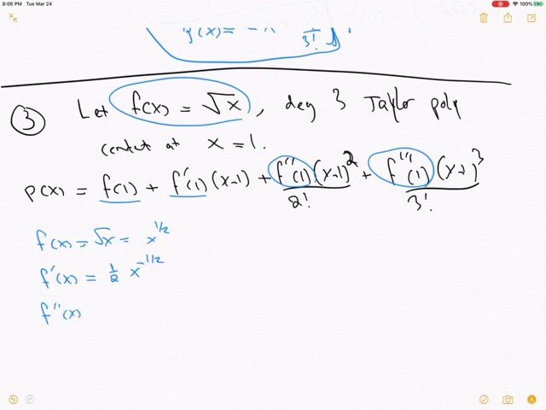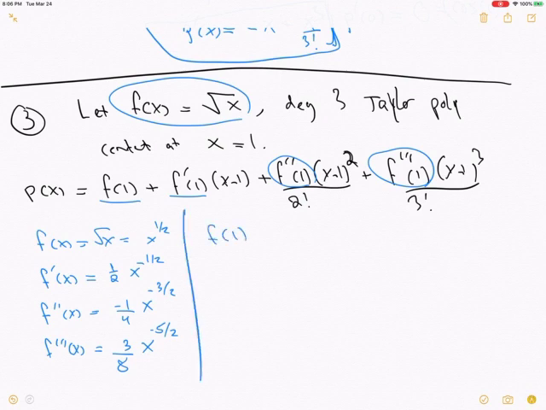Take the second derivative, that negative half comes down, that gives us negative 1 over 4, x to the negative 3/2. When we take the third derivative, the negative 3/2 comes down, that gives us positive 3 over 8, x to the minus 5/2. So these are just the calculations. All of these come from the power rule. Once we have those, we can then plug in explicitly when x is equal to 1.